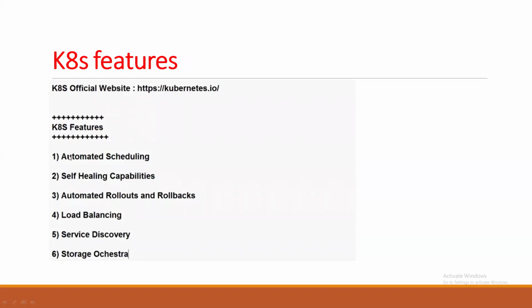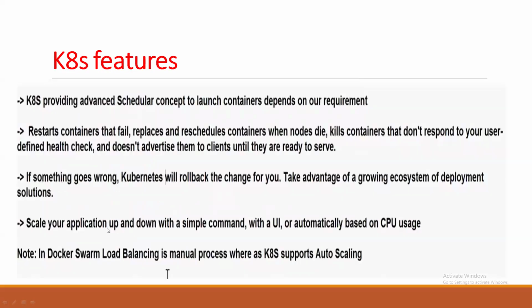The features of Kubernetes: automated scheduling, self-healing capabilities, automated rollouts and rollbacks, load balancing, service recovery, and storage orchestration. Kubernetes provides an advanced scheduler concept to launch containers depending on your requirements. It restarts containers that fail, replaces and reschedules containers when a node dies, and kills containers that do not respond to your user-defined health check. It does not advertise them to clients until they are ready to serve.